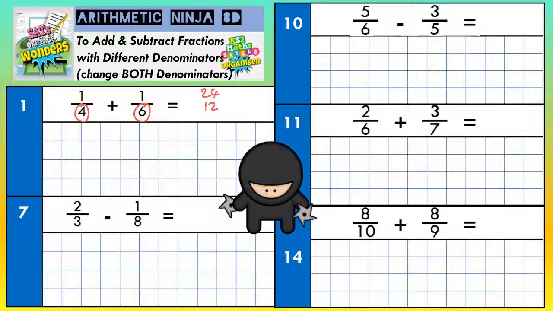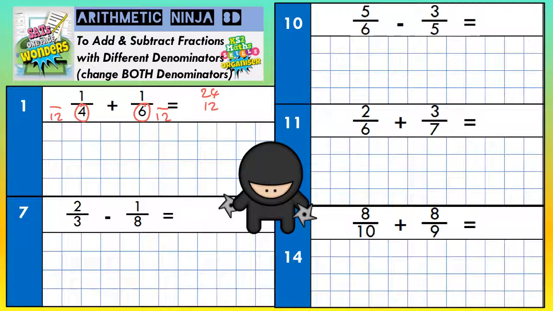Let's look at using the 12 first because that's a slightly better answer. It's better to go with a lower number. Keeps it easier for yourself. So if you turn them both into 12, you've got to decide how you're actually turning them both into 12s.